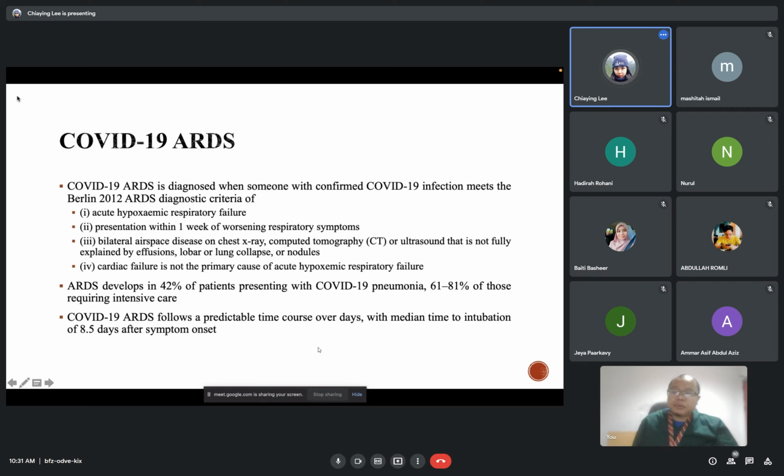So this develops in around 42% of patients presenting with COVID pneumonia, whereby 61 to 81% of them require intensive care. It follows a predictable time course over the days, where around 8.5 days after symptom onset, they will need intubation.